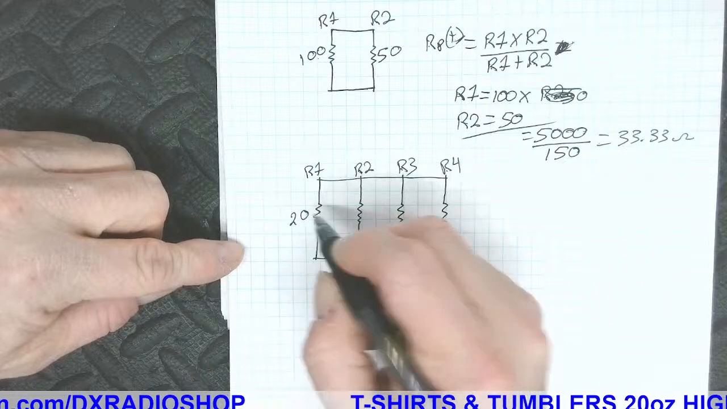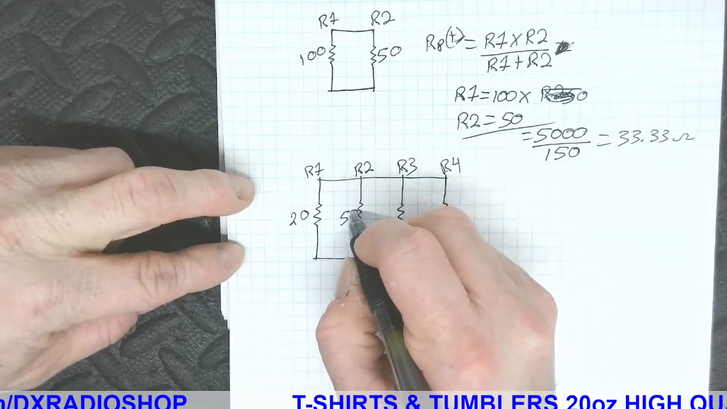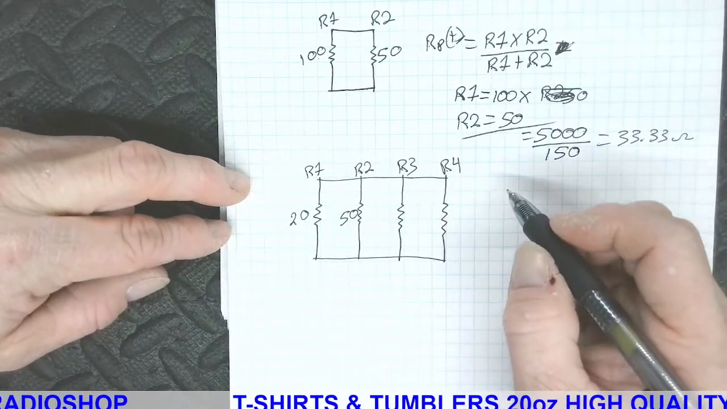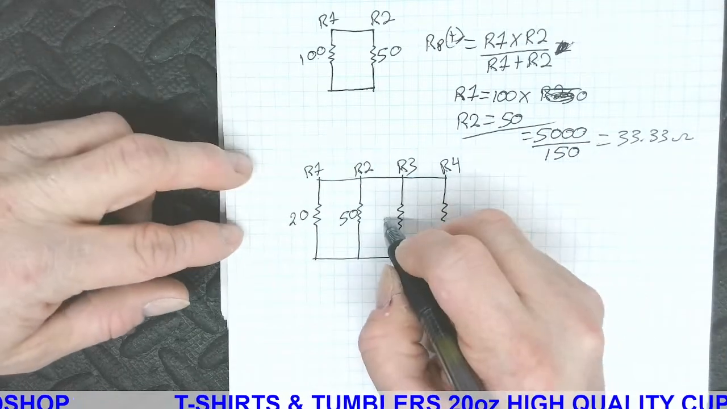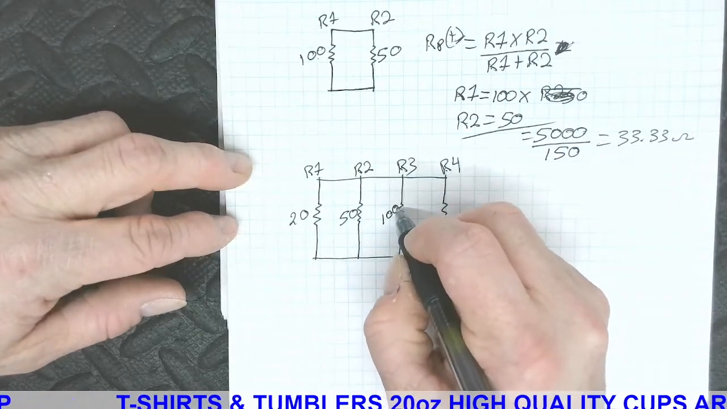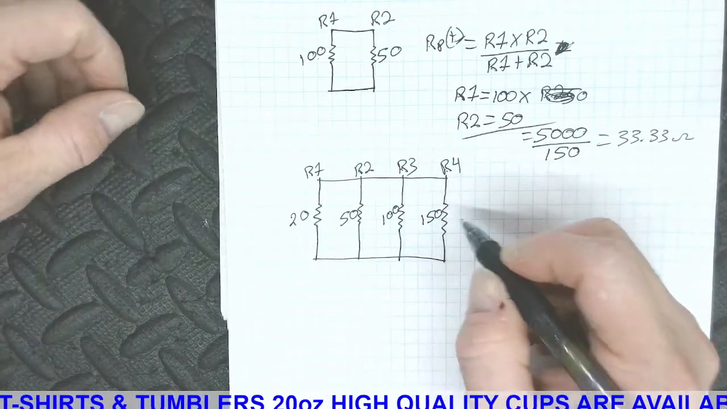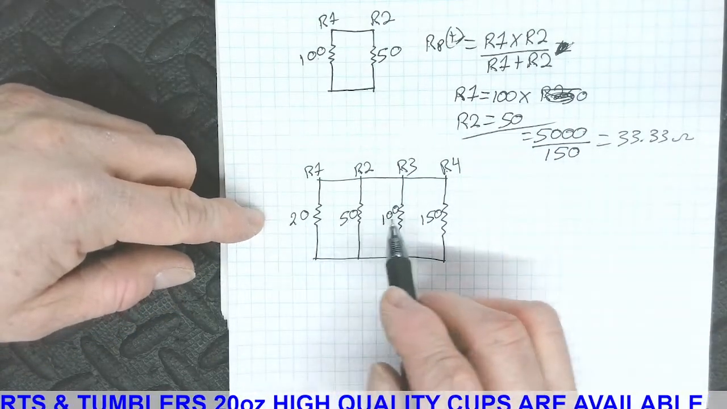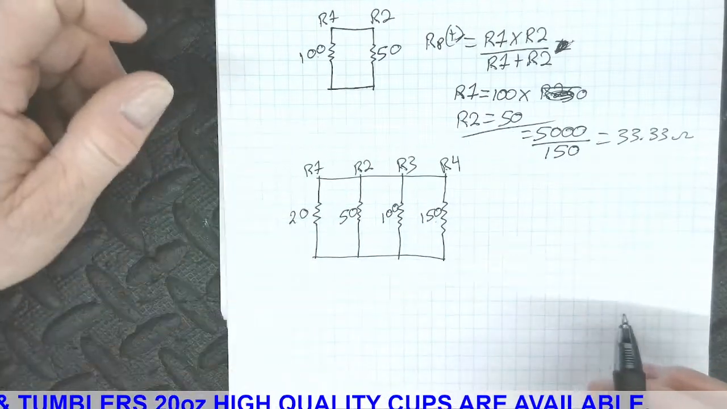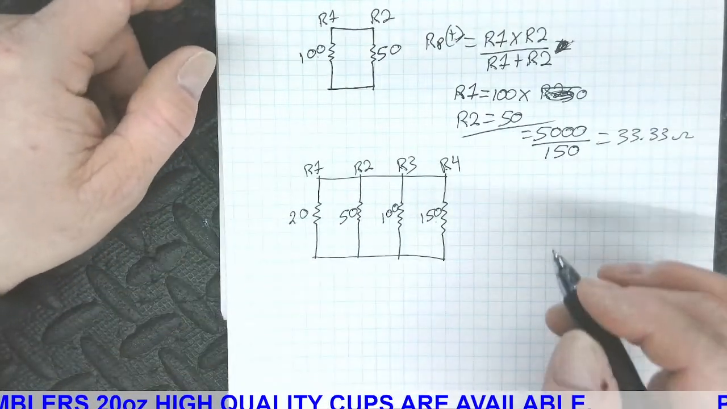And let's say, I don't know, let's go with 20. We'll go with 50. Let's go with 100, and we'll do 150. We'll make it strange. So 20 ohm, 50 ohm, 100 ohm, and 150 ohm. Okay, got that? Okay, very good.